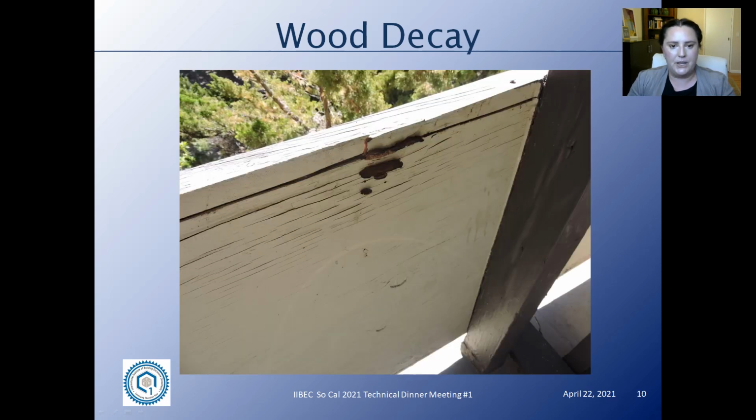Here's an example where you can actually see mushrooms growing in the side of a wood panel on a balcony guardrail. And you can see that further past the mushrooms, we have cracking and delaminating of this wood panel.